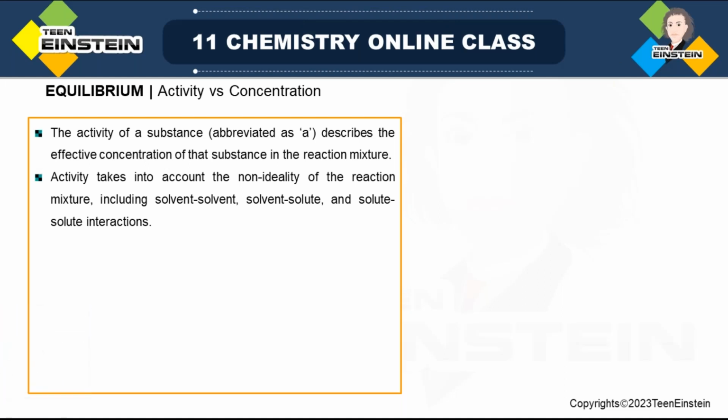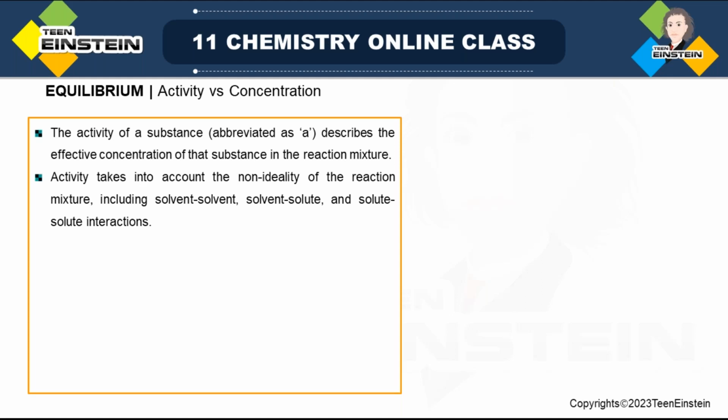Today we'll discuss activity versus concentration, the characteristics of the equilibrium constant, and then the relation between Kp and Kc. Kp is the equilibrium constant in terms of pressure and Kc is the equilibrium constant in terms of concentration. There will also be related problems, and if time permits, we will discuss homogeneous and heterogeneous equilibrium.